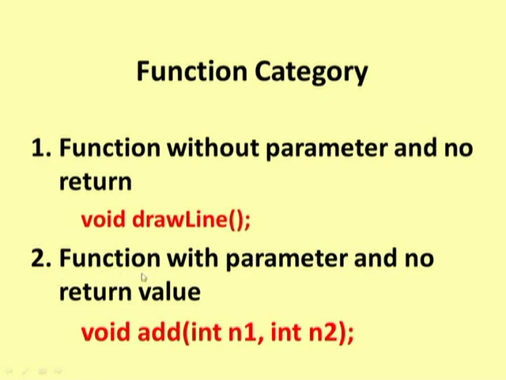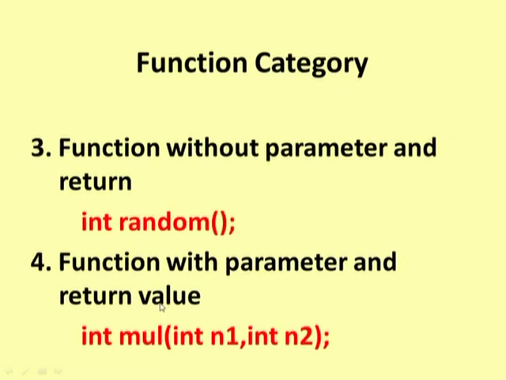Second type, that is function with parameter and no return value, means add is the example which takes 2 parameters but does not return any value. The third type is function without parameter and with return value. Here the example is the random function, which generates a random number and returns that random number. So here no need to pass any value, it only returns the random value.